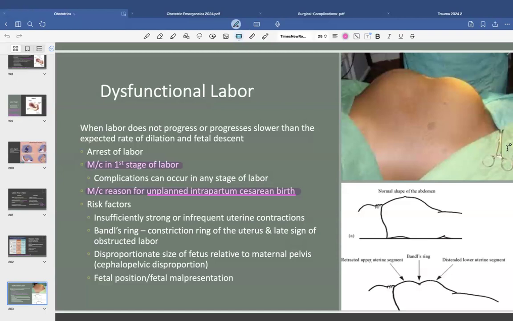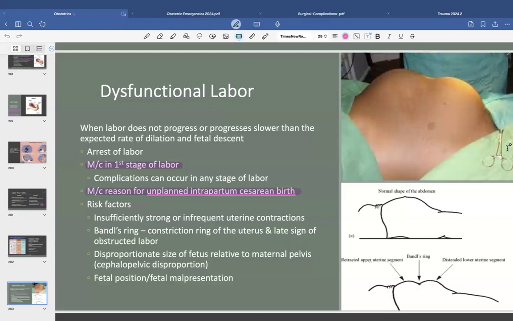Disproportionate size of the fetus relative to the maternal pelvis, or a cephalopelvic disproportion. What mom might have a cephalopelvic disproportion? We just talked about a complication in pregnancy where a baby might not fit through: diabetes, gestational diabetes. So these moms might have some problems as well, because they're trying to get a bigger than normal baby out of a small opening. Also, risk factors would be fetal position and fetal malpresentation. So complete breech, footling breech, all of those breech positions as well may cause the patient to have dysfunctional labor.